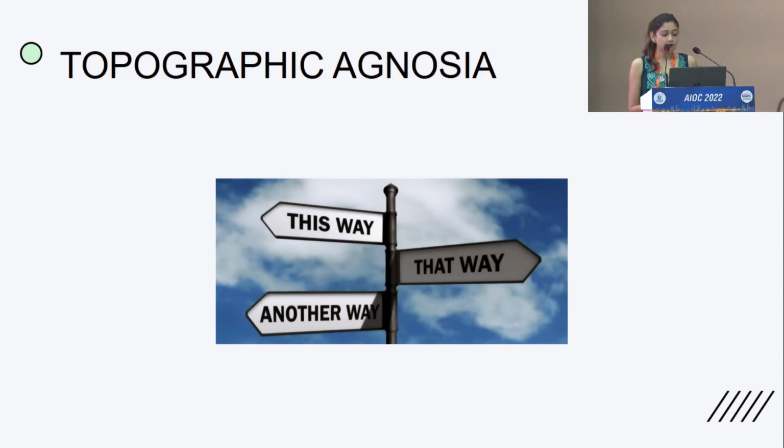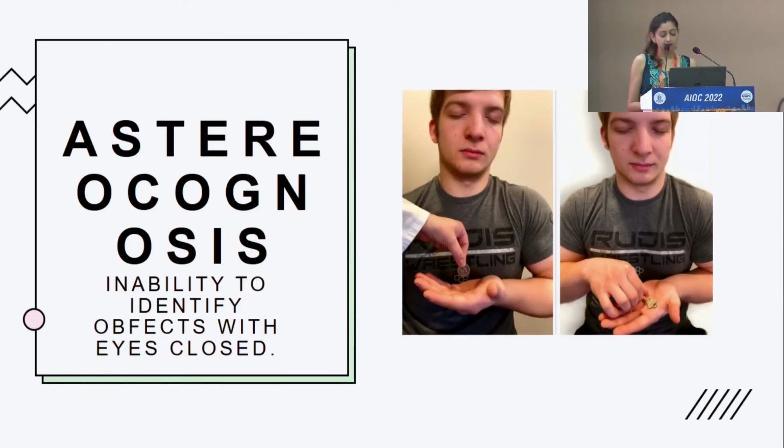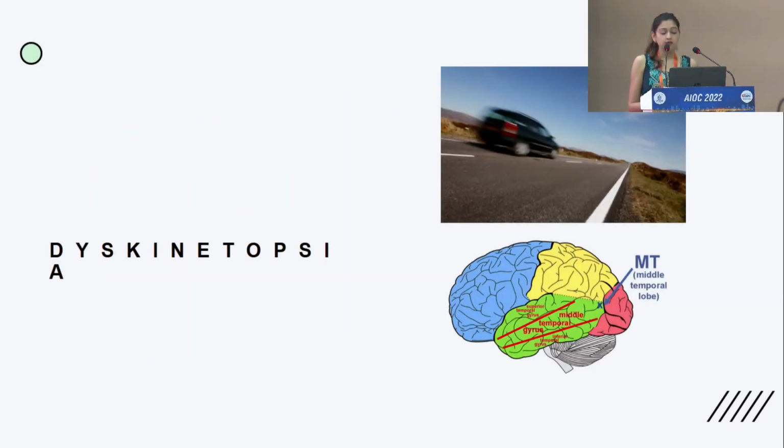If we talk about the dorsal stream, I would just tell the clinical aspects. There is a topographic agnosia, in which these children are not able to identify environmental landmarks. They're not able to identify the orientation. Sometimes there is an inability to identify objects by touch when they're closing their eyes. There may be dyskinetopsia, which means they're not able to perceive objects when they are in motion, or sometimes they might feel that the objects are on a collision course, but actually they aren't.